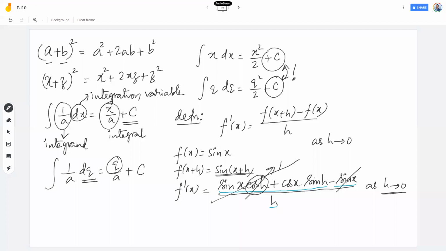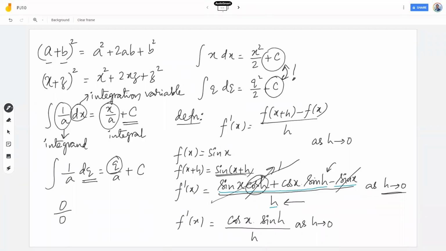The sin x term minus sin x term get cancelled. So you get f dash of x is equal to what is remaining now? Cos x into sin h divided by h as h tends to 0. Now you may ask, why did I not substitute h equals 0 here? If I substitute h equals 0 here, the numerator becomes 0. The denominator also becomes 0.